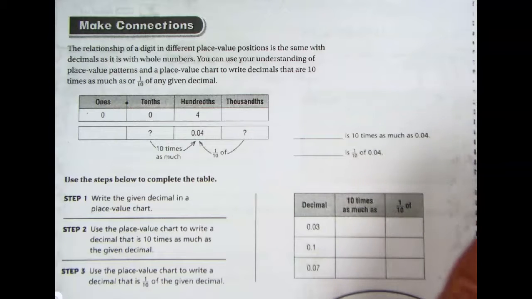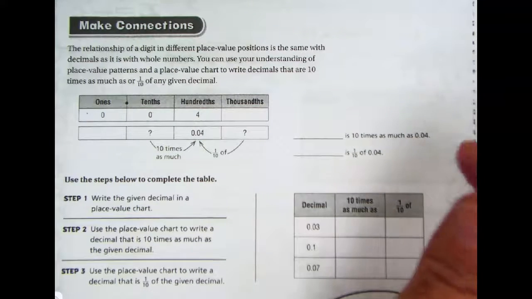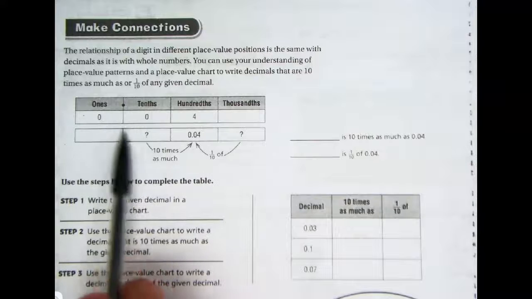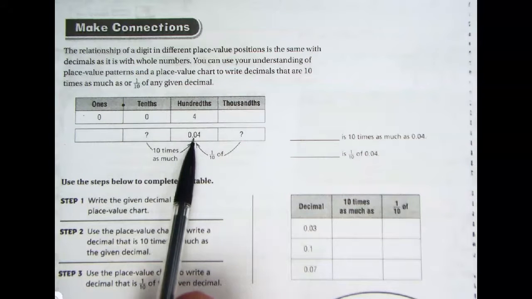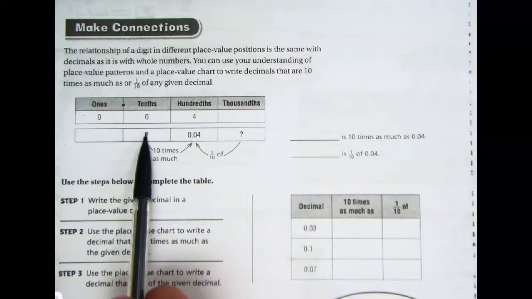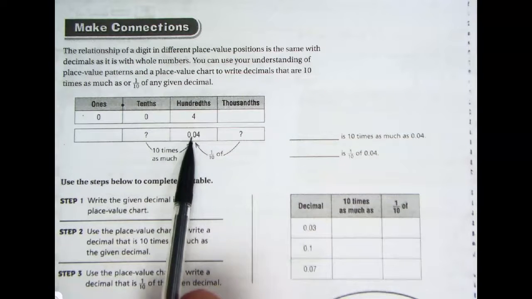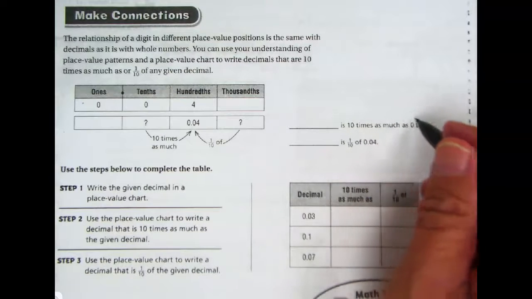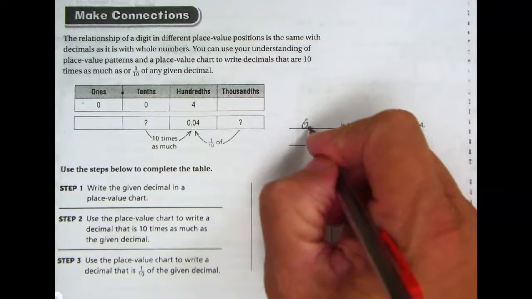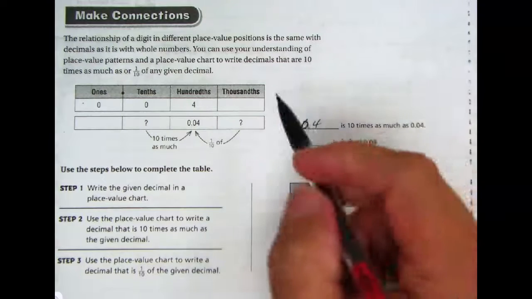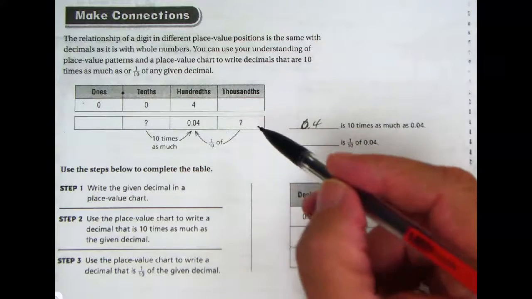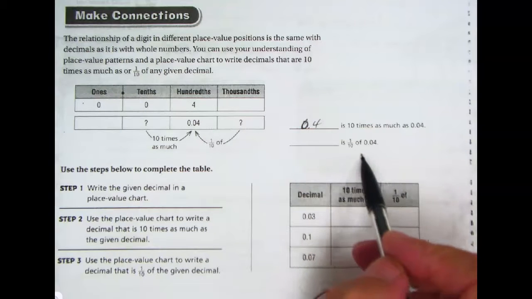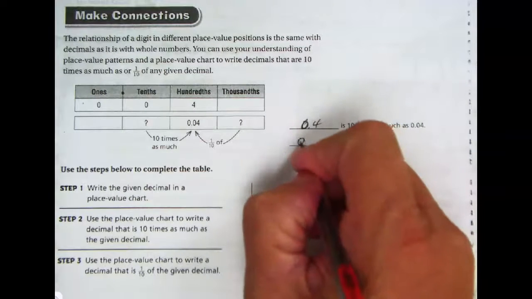You can use your understanding of place value patterns in a place value chart to write decimals that are 10 times as much or 1/10 of any given decimal. For instance, you have 400ths. 10 times 400ths would be 4/10, and 1/10 of 400ths would be 4,000ths. So filling it in, what is 10 times as much as 400ths? That would be 4/10, moving your decimal one place to the right. Then 1/10 of 400ths would be 4,000ths.